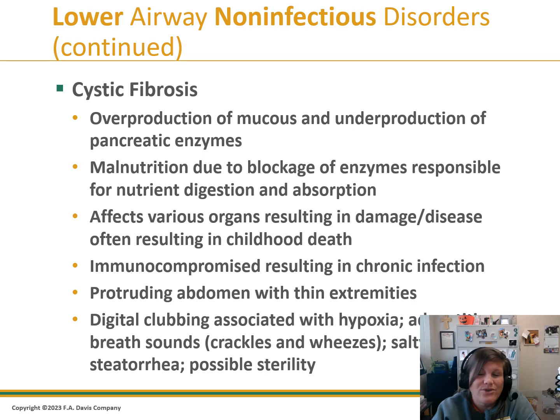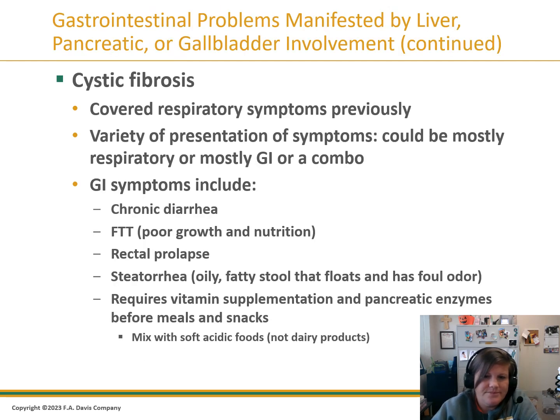And so, you'll have CF questions on this exam that pertain to the GI system, but also to the respiratory system. And so we talked about the respiratory symptoms previously, that a patient can experience both respiratory and GI or the combination. The GI symptoms, we talked about the steatorrhea, the oily fatty stools that float, also rectal prolapse, failure to thrive or that poor growth in nutrition, the chronic diarrhea, and then the need for the supplementation, both pancreatic enzyme and vitamins with meals and snacks.